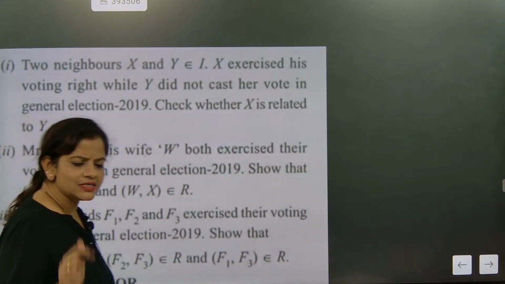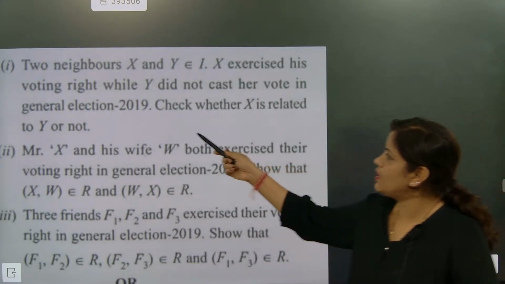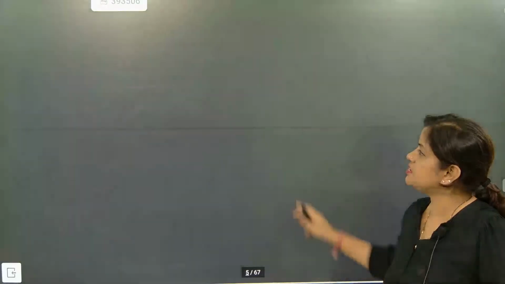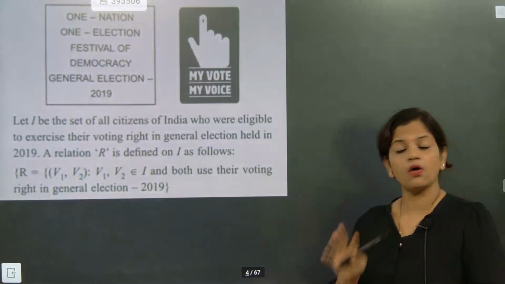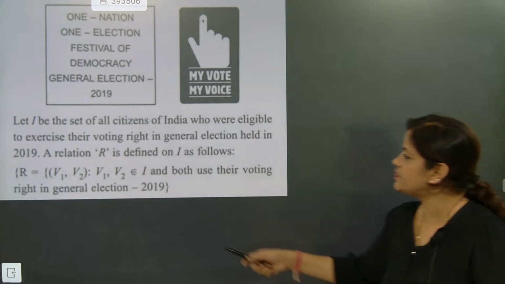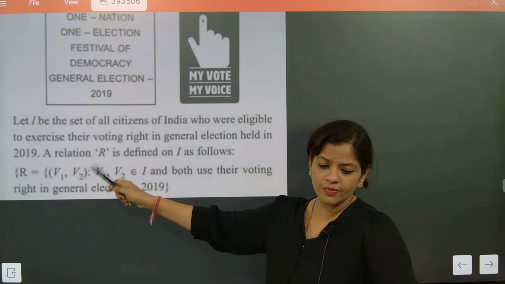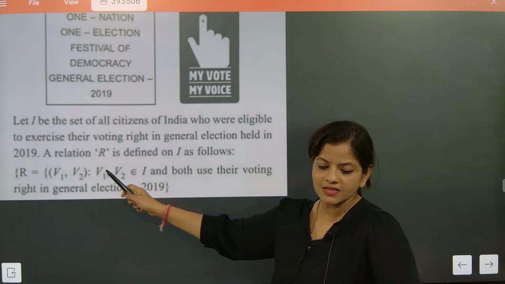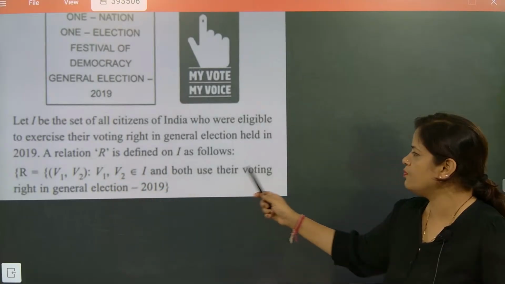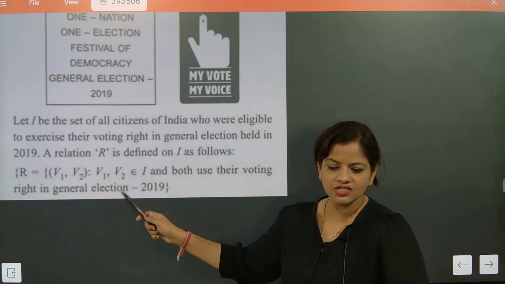No, one is casting vote, one is not casting vote. So are they really belonging to the set? No. Because in the relation what is given, see, if this type of question is coming, how are you going to find it? Solving the content first, that is very important. See, (V1, V2). Everybody who is present in the group, come on, start answering this question. So (V1, V2) belongs to R, and both use their voting rights in the general election. Correct now? Voting rights in the general election.